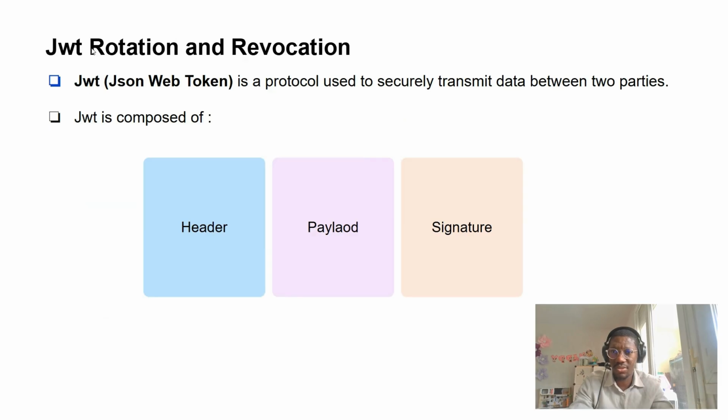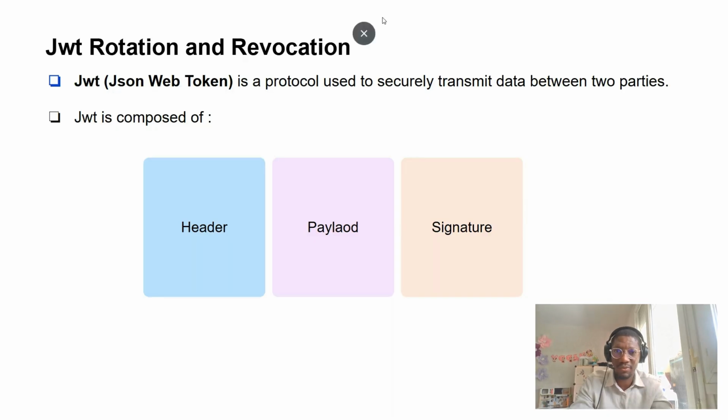Let's talk now about the JSON Web Token. What is a JSON Web Token? It's a standard or a protocol used to securely transmit data between two parties. A JSON Web Token is composed of three parts: a header, a payload, and a signature. The header specifies which type of algorithm is used to sign the token. Also, the payload contains information about our business, for example, the issuer and the recipient of that token.